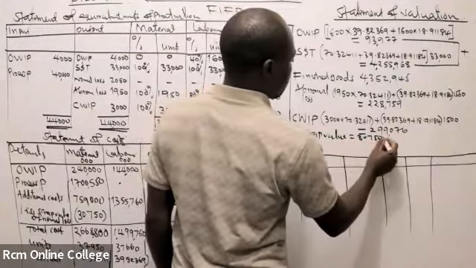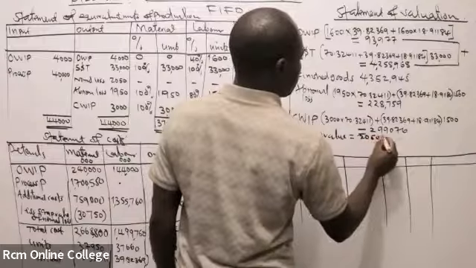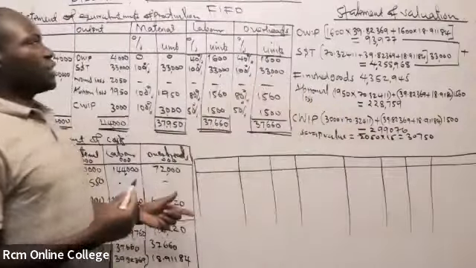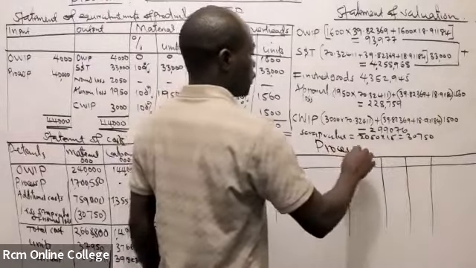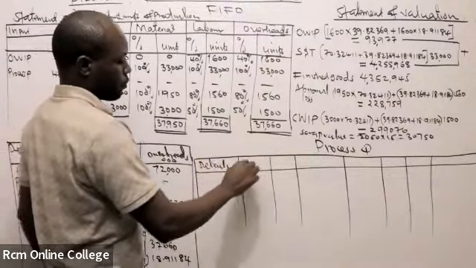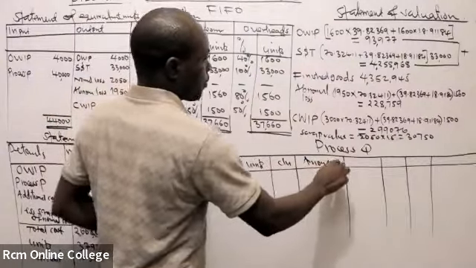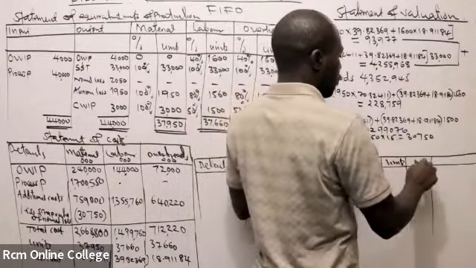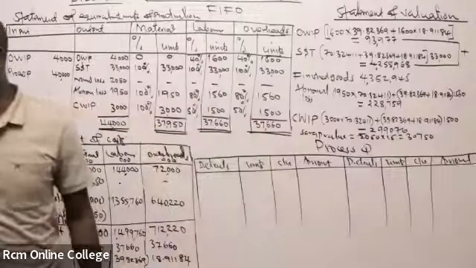That is 3750. Sorry. We have 2050 times 15 is equal to 3750. Which process were we dealing with here? Process Q, if I'm not wrong. So that is process Q. We have details, units, cost per unit, amount.